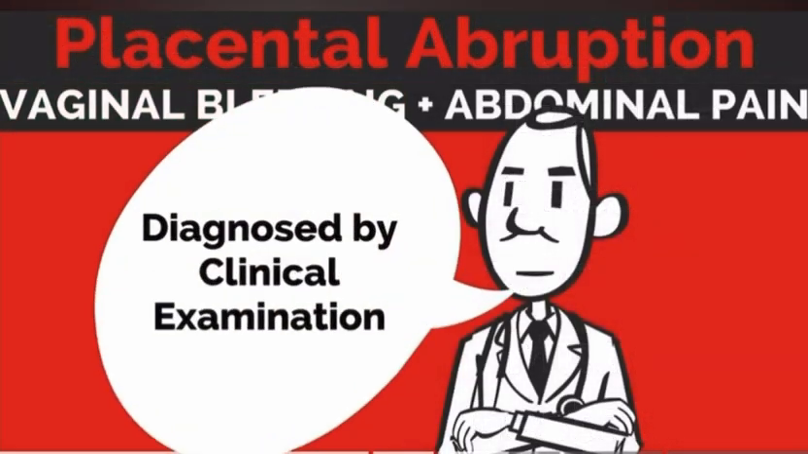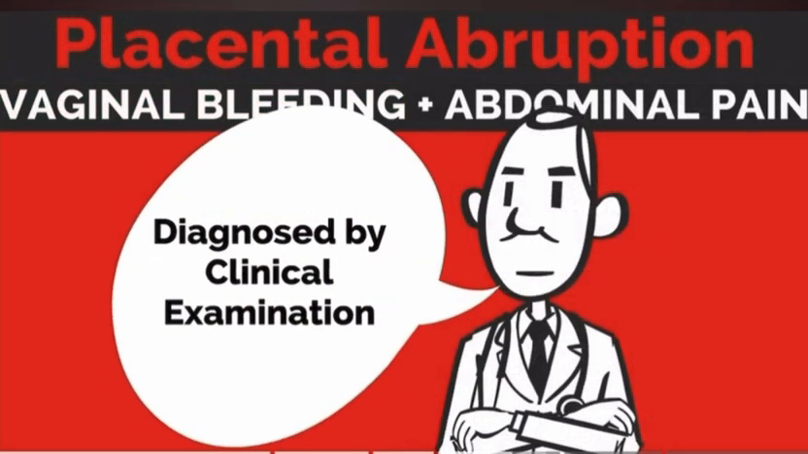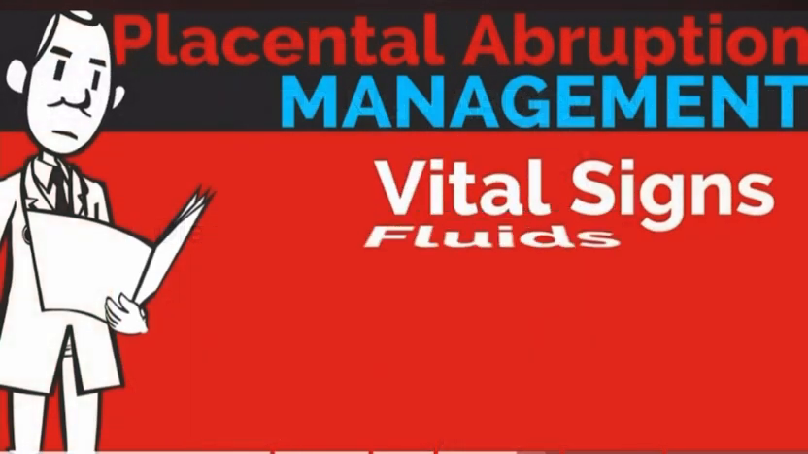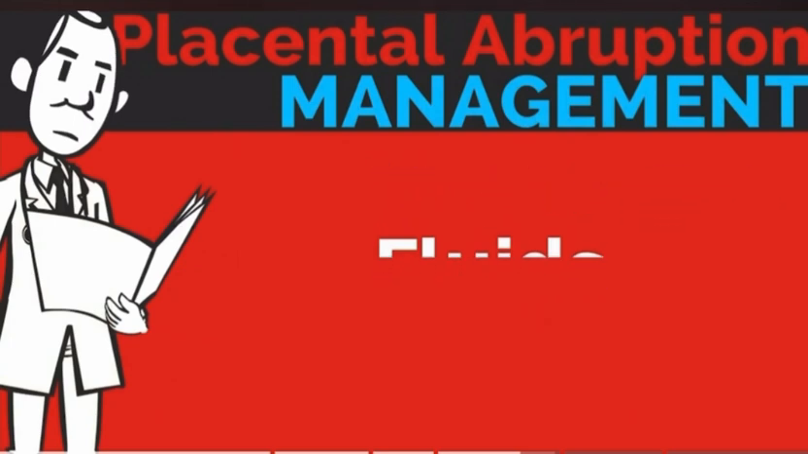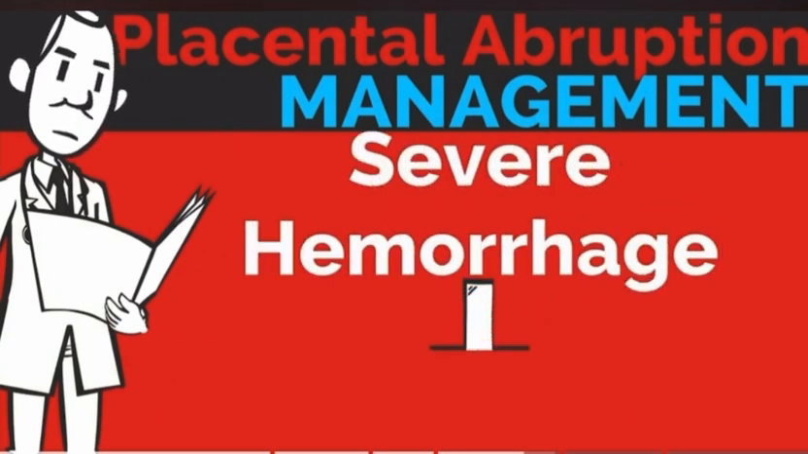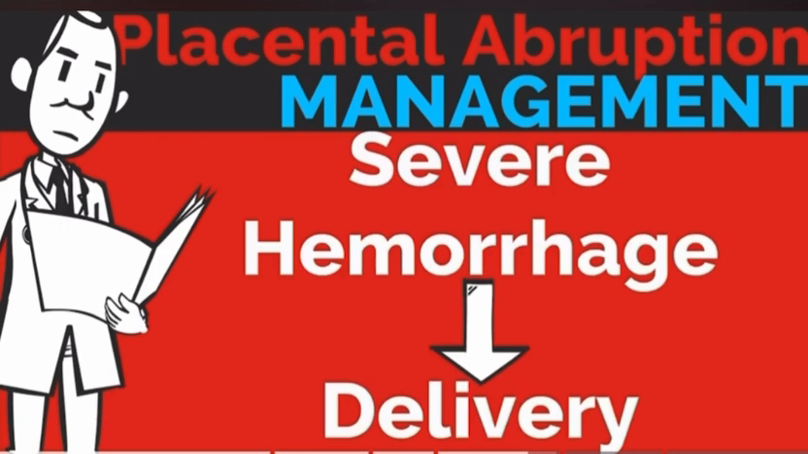The diagnosis of placental abruption is by clinical examination. The management of placental abruption involves monitoring of the vital signs, fluid administration, close monitoring of fetal heart rate pattern, and delivery for severe hemorrhage. Note that abruption is the most common cause of coagulopathy in pregnancy.